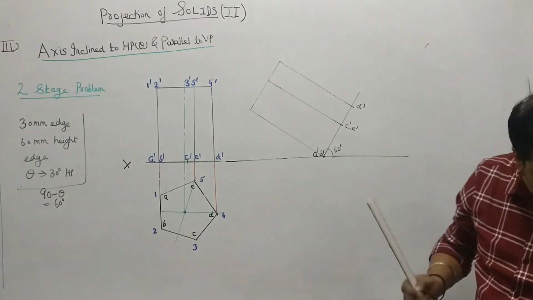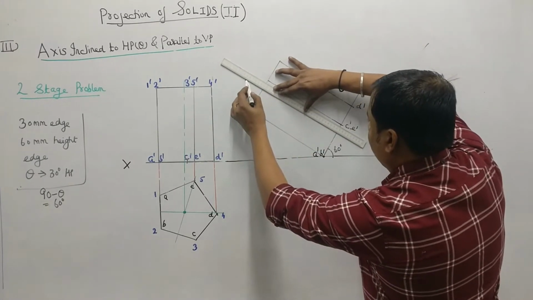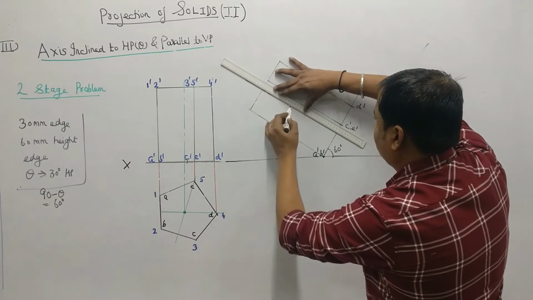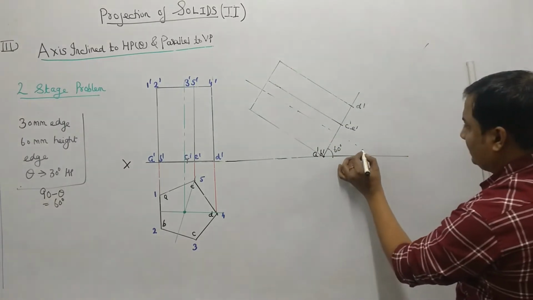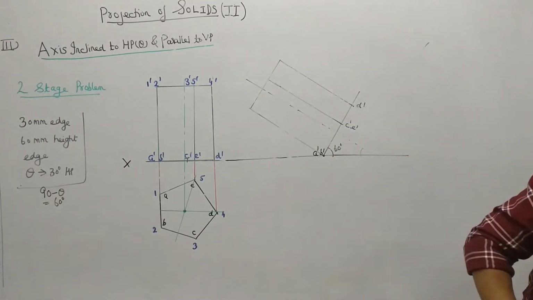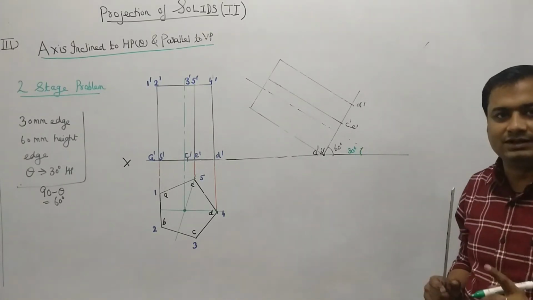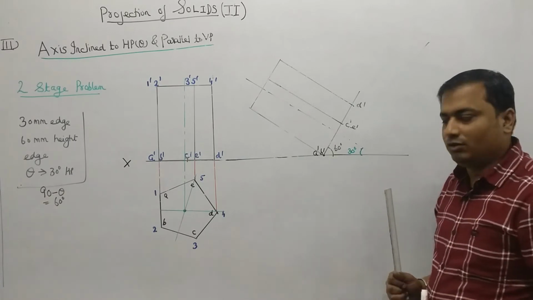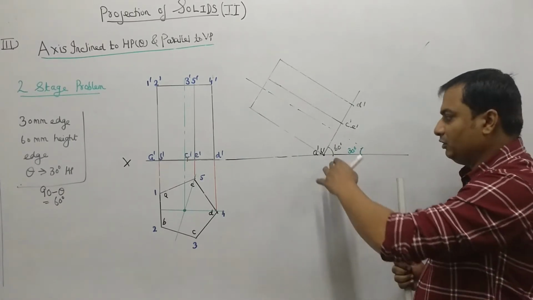So automatically the axis is going to be obtained. This is my axis, so automatically the axis is going to incline at 30 degree. So automatically you will be getting the axis inclined at 30 degree. So what I have done is I have taken one point, because the edge will be on HP, so A dash, B dash will be on XY. Draw a line of 60 degree.